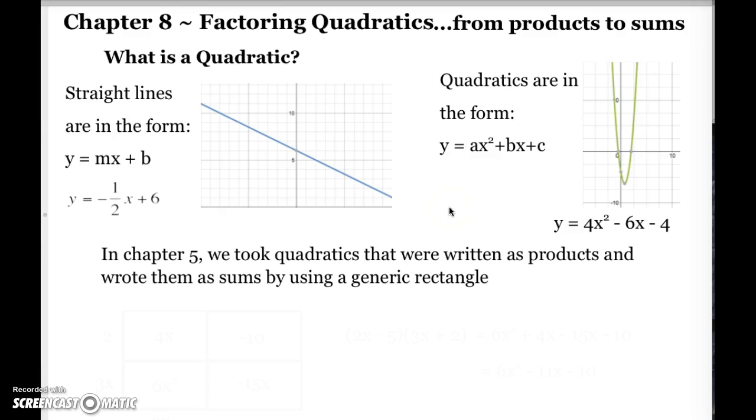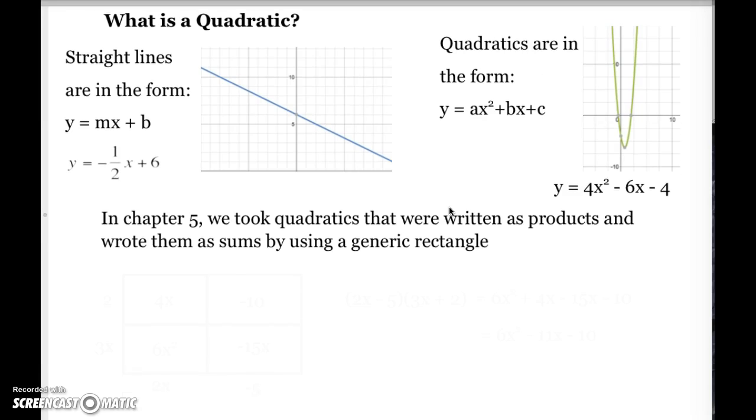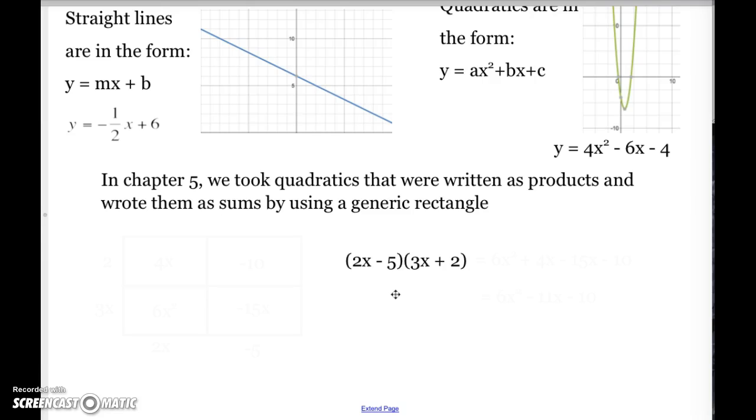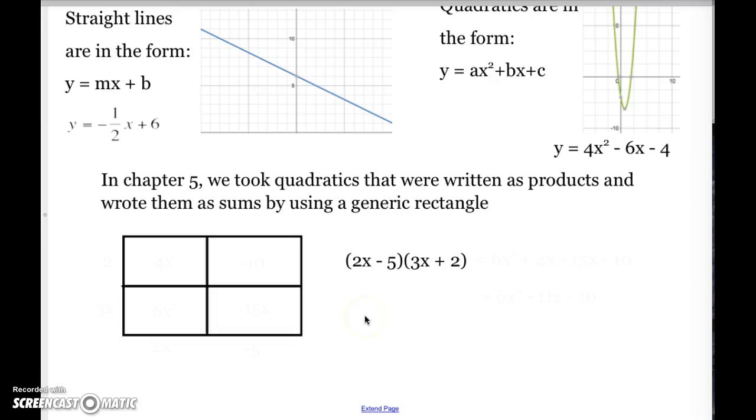In Chapter 5, we took quadratics that were written as products and wrote them as sums by using a generic rectangle. We were multiplying binomials by binomials. If you remember, what we did is we made a generic rectangle, and one of the dimensions of that generic rectangle would be one of my binomials. In this case, I'd make 2x minus 5 my horizontal portion of my generic rectangle.